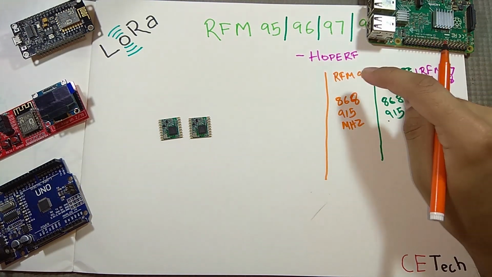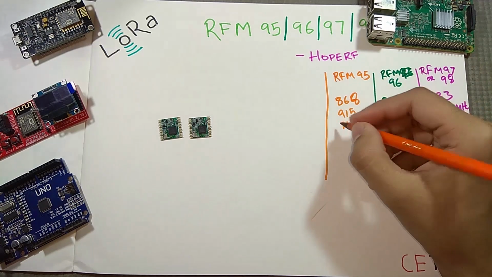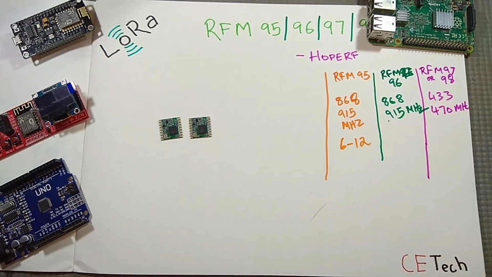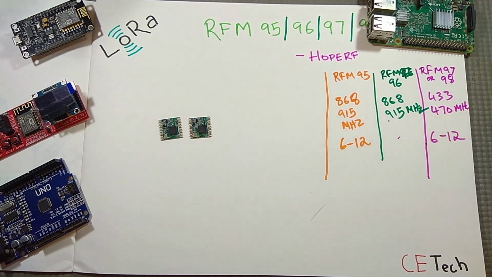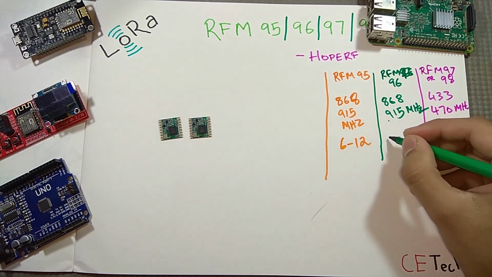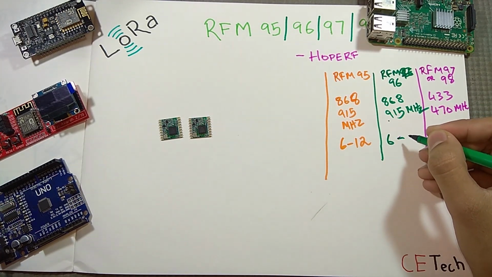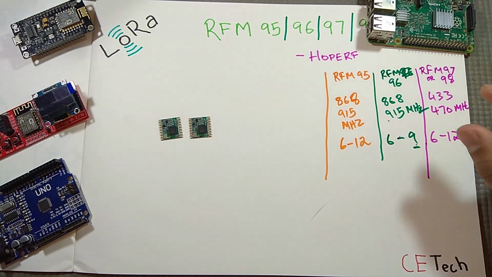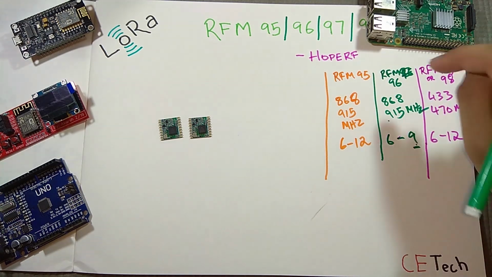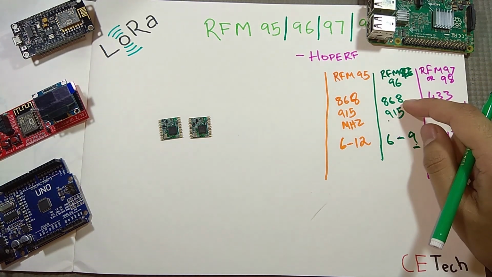The spreading factor for the RFM95 goes from 6 to 12. And so is the case in the RFM97 or the 98. So this also goes for a spreading factor from 6 to 12. But the RFM96 has a lower range. So it goes from a spreading factor of 6 to 9. So the higher spreading factors, that is the lower data rates, are not available on the RFM96.